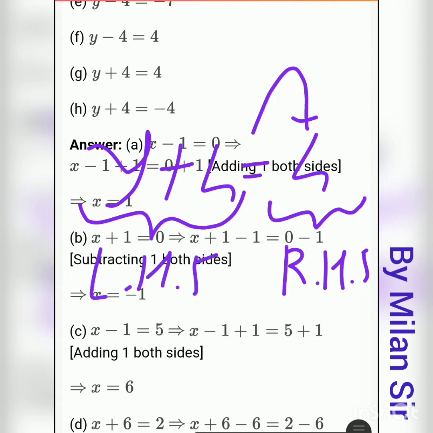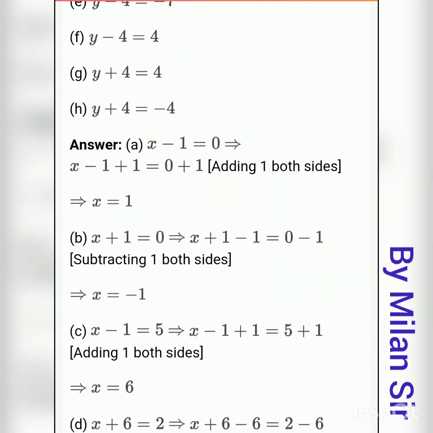Okay, left hand side of the equality sign, and here we have the equality sign. So we are transferring the term to the other side of the equality sign. Now here we have y plus 4 is equal to -4. So we need to transfer this +4 to the right hand side.